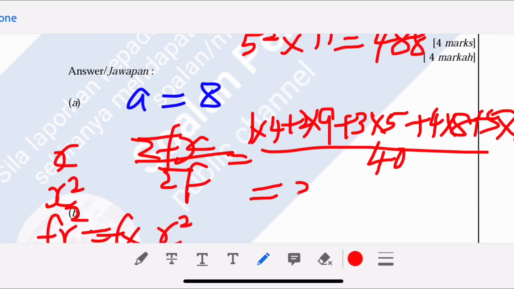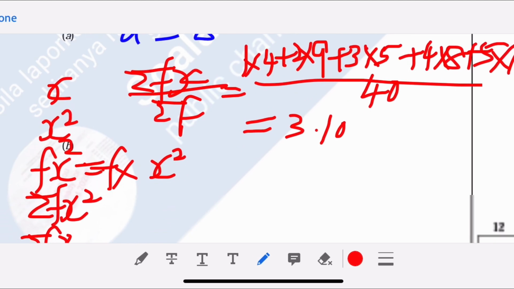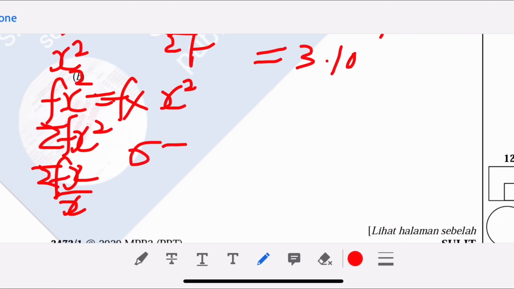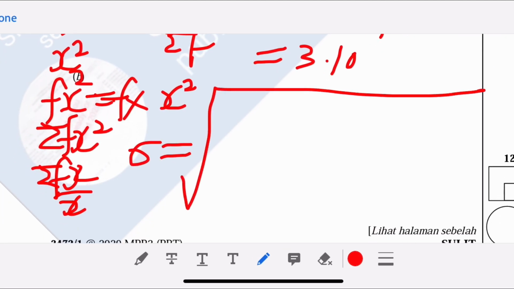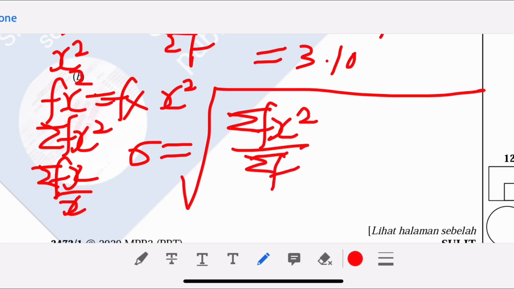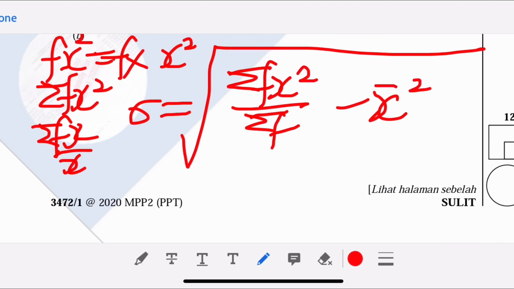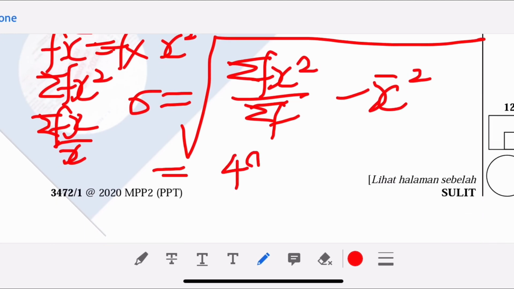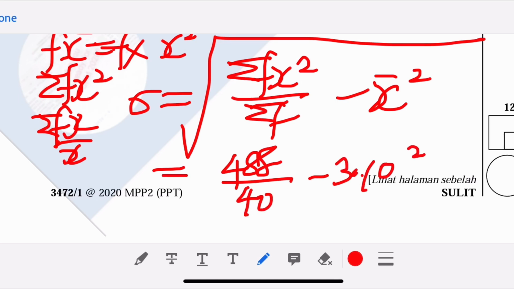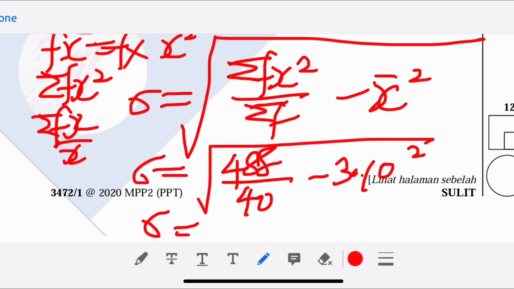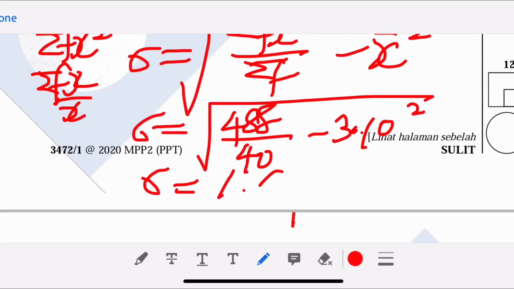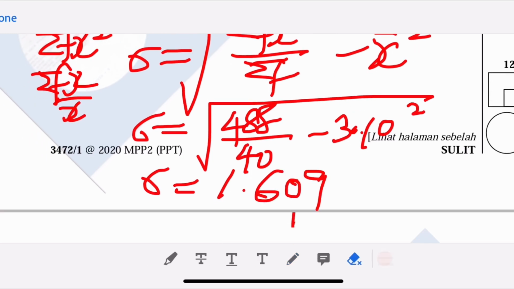So you take 1 times 4 plus 2 times 9 plus 3 times 5 plus 4 times 8 plus 5 times 11, then you divide by total frequency 40, and then you get a mean 3.10, right? Okay, then only you substitute into the standard deviation formula, which is 488 divided by 40 over mean is 3.10. Square it, and then you square root the whole thing in order to get standard deviation.